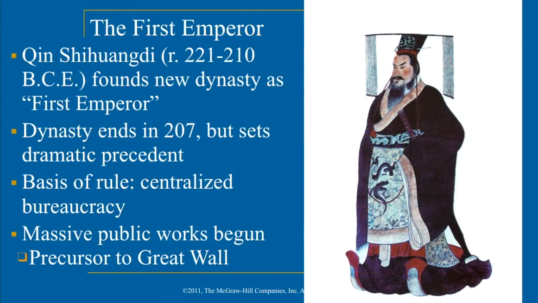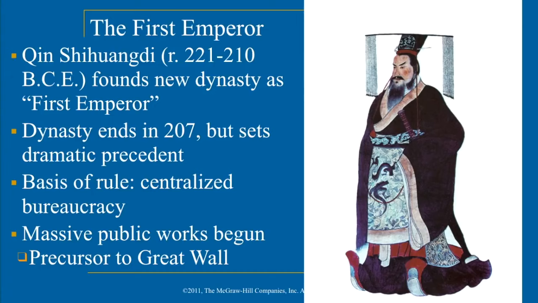There's an increasing centralization of power under Shang Yang, and there's improved military technology, which we'll talk about in a couple minutes. The first emperor was Qin Shi Huangdi. He ruled from 221 to 210 BCE, founds a new dynasty as the first emperor. The dynasty ends in 207, but sets a dramatic precedent.